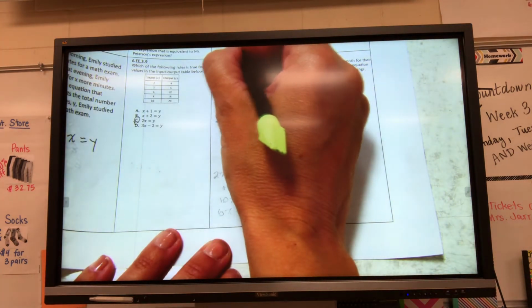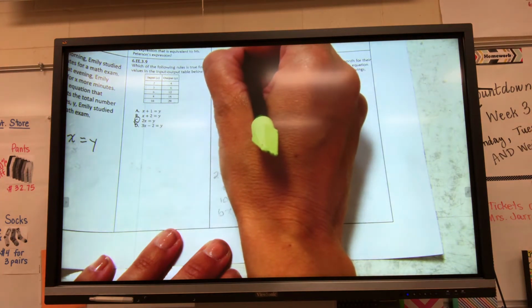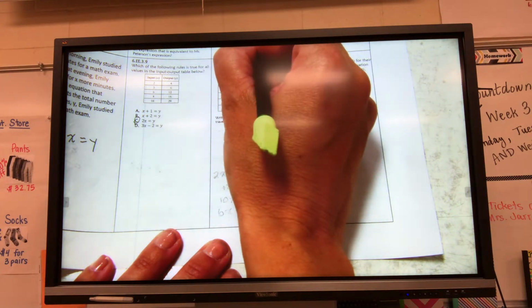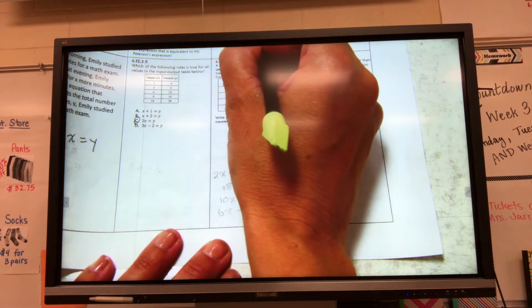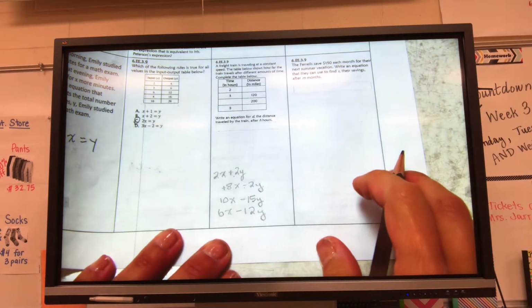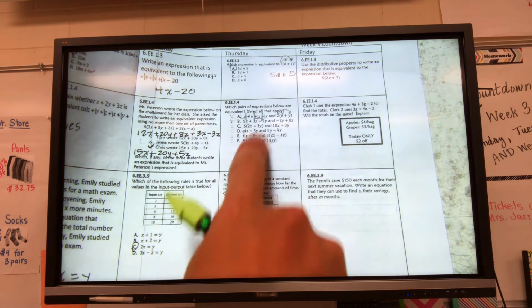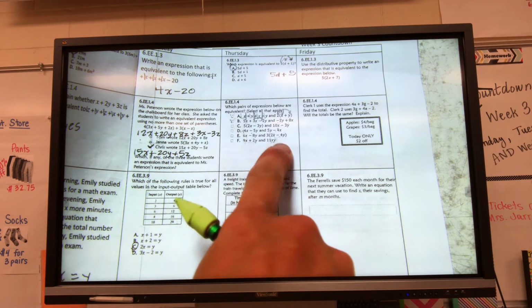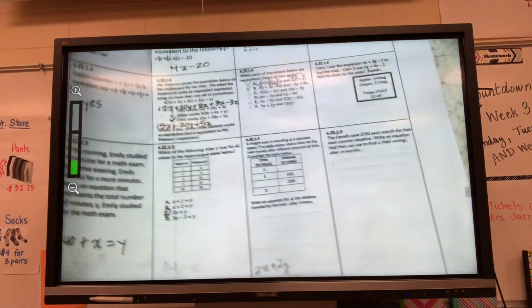For this one, 9x plus 2y, these are different families. Because they're different families, I can't add them and just combine their terms here at the end. So F is not correct either. So for this problem, A and B are my only choices.